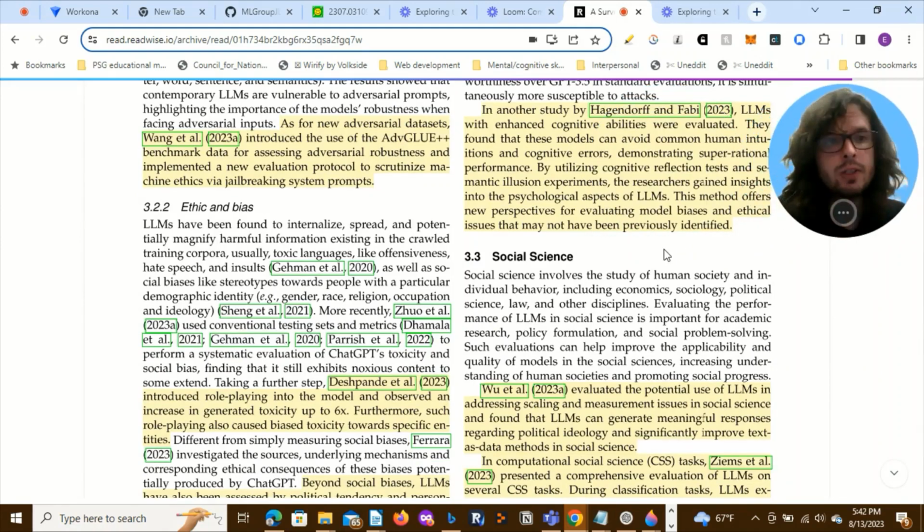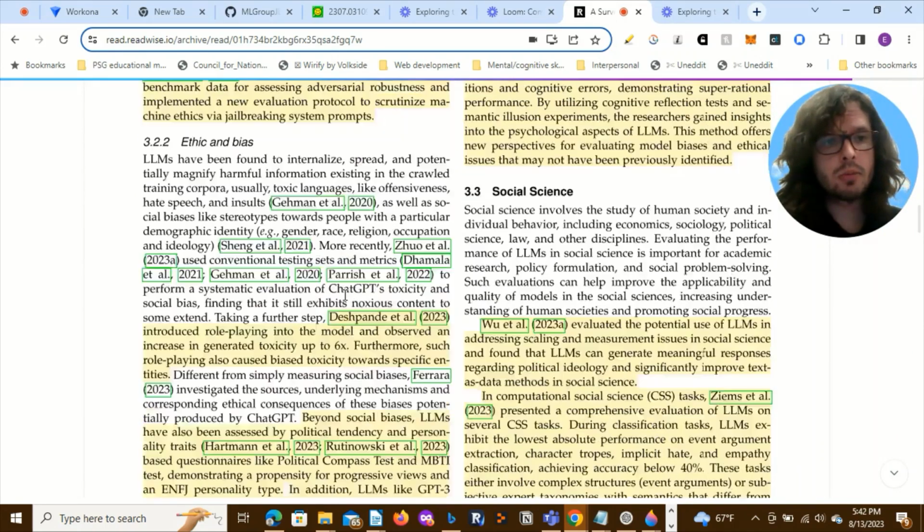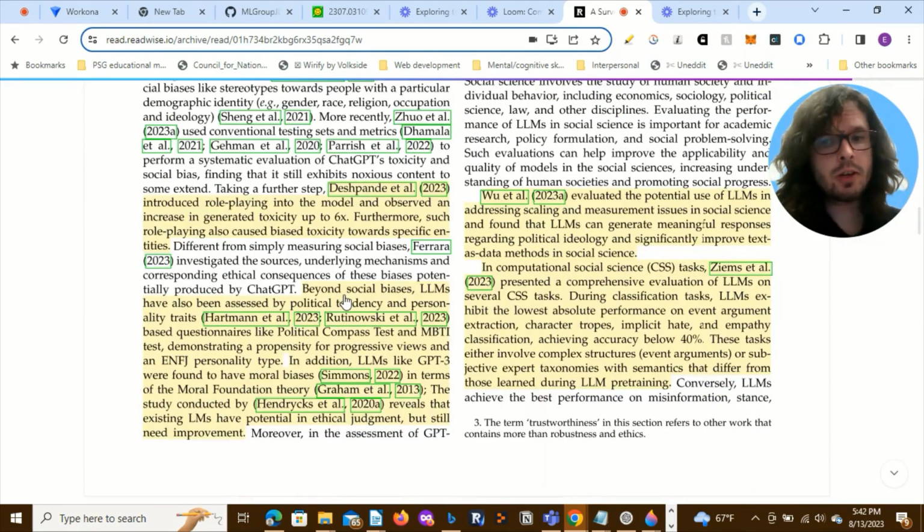And somewhat interestingly, LLMs have actually been found, in at least one study by Simmons, to exhibit biases in moral foundations theory. Now, for those of you who are unfamiliar with moral foundations theory, it is a theory of moral values that originally hails from moral psychology.